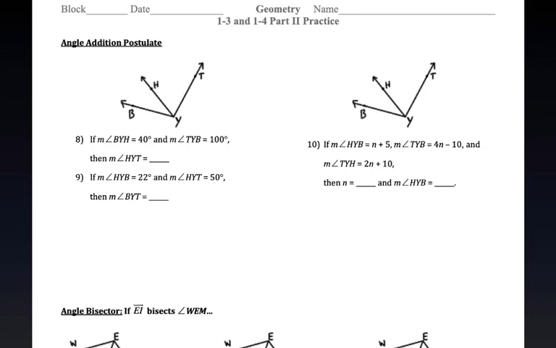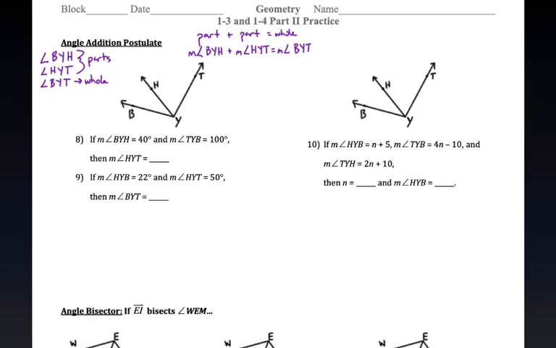All right, number 8. The measure of angle BYH is, this is the angle addition postulate. It's just like the segment addition postulate, except we are adding angles. I got two smaller angles, BYH and TYH, and then the whole is BYT. So if it tells you that the measure of angle BYH is 40 and the measure of angle TYB is 100, that's a part and that's the whole. What's the other part? Well, it's got to be 60.